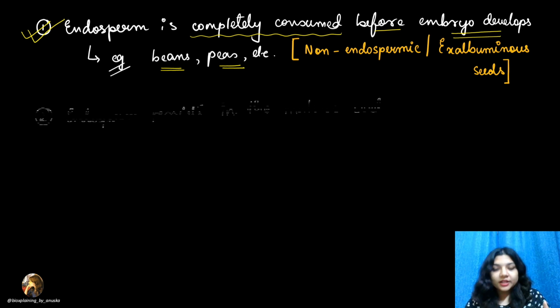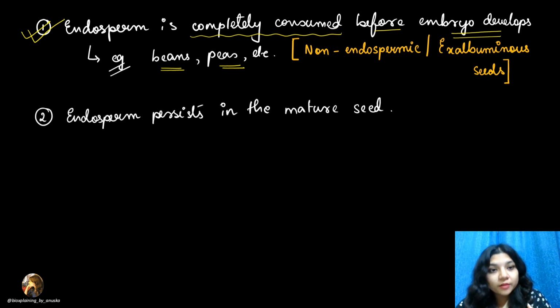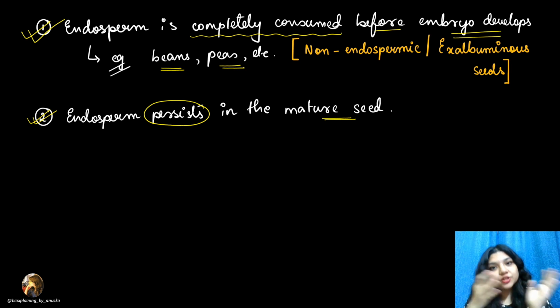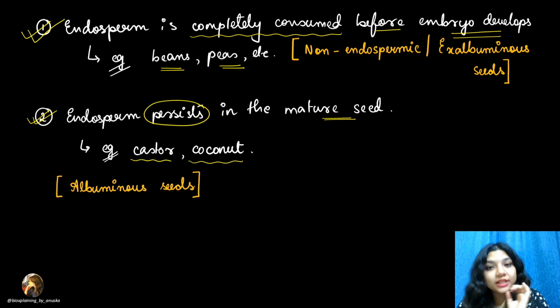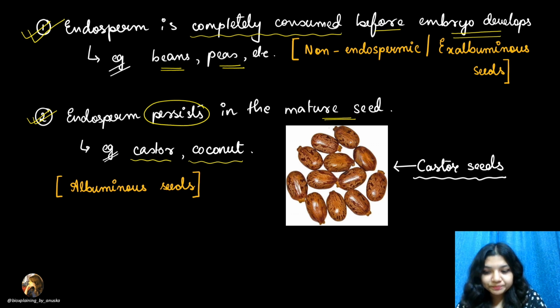The other one is that the endosperm is still present. It still persists in the mature seed. That is, even after the embryo development has occurred, the endosperm is still present. This can be found in castor and coconut. And what are these known as? They are albuminous seeds. The endosperm is present.